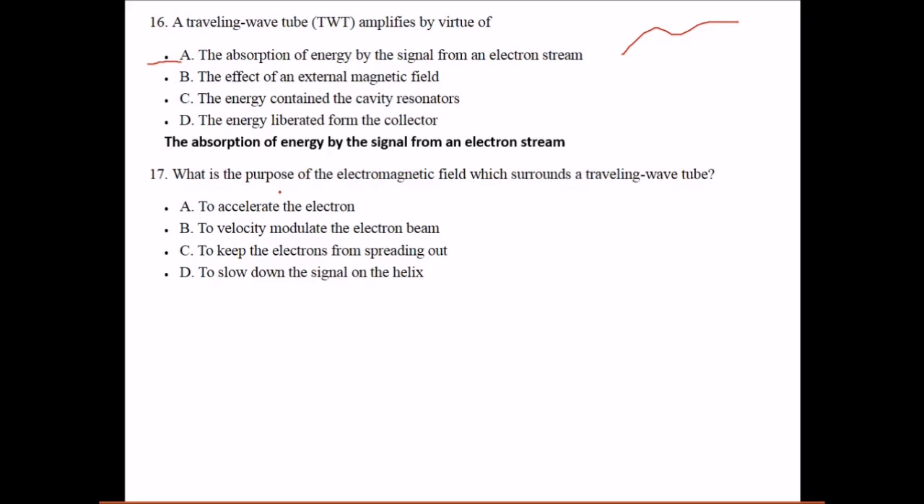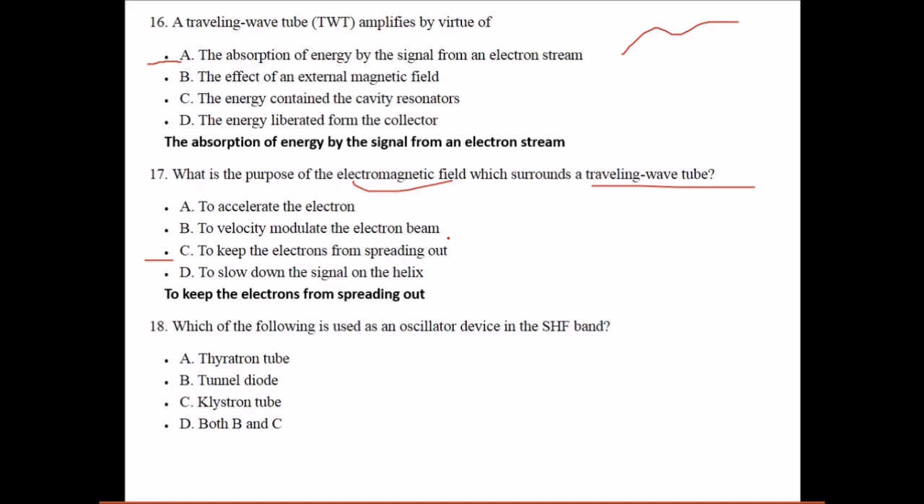Next, what is the purpose of the electromagnetic field which surrounds a travelling wave tube? It is to keep the electrons from spreading out. This is the purpose of the electromagnetic field which surrounds a travelling wave tube, to keep the electrons from spreading out.